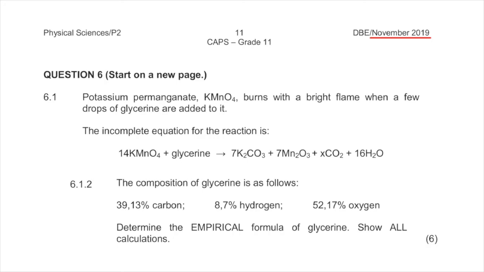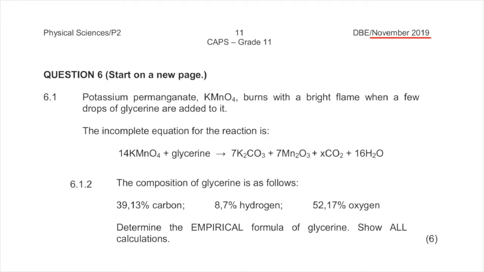So in 6.1 there, they tell us that potassium permanganate, KMnO4, burns with a bright flame when a few drops of glycerin are added to it. The incomplete equation for the reaction is given over there. And the first question, 6.1.2, that we're going to do, they tell us that the composition of glycerin is as follows. They tell us there's 39.13% carbon, 8.7% hydrogen, and 52.17% oxygen.